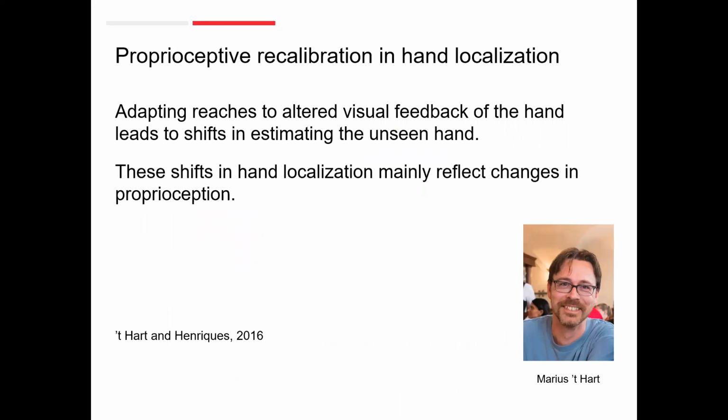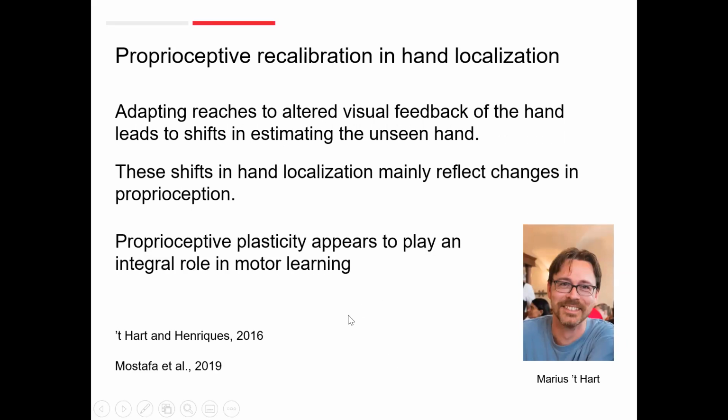So in summary for this first study, adapting reaches to altered visual feedback of the hand leads to shifts in estimating the unseen hand, and these shifts in hand localization may reflect changes in proprioception. And what we've seen in this study and in previous studies and studies since is that proprioception seems to be really integral. This plasticity appears to be integral to motor learning.